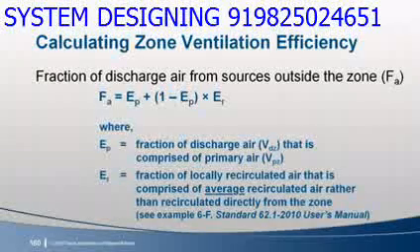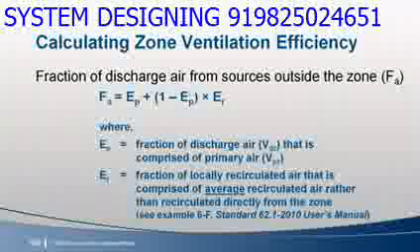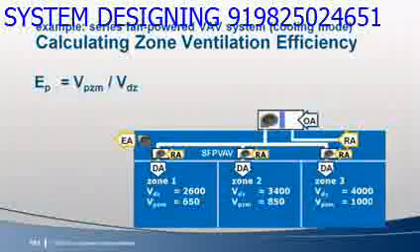F sub A is a fraction of discharge air that comes from locations outside the zone itself. Its equation uses the variables E sub P and E sub R. The first one, E sub P, is the smallest fraction of discharge air that's comprised of primary air. It's calculated by dividing the minimum expected primary airflow by the discharge airflow.